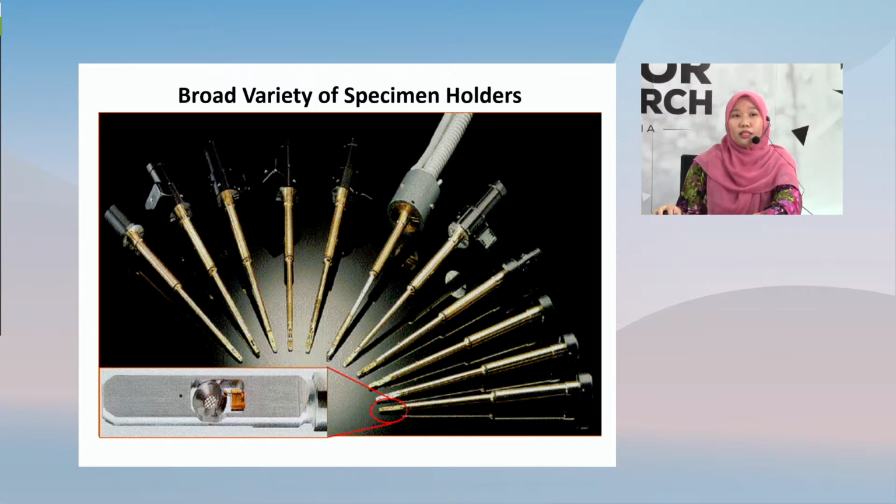Okay, in our EM unit we have a broad variety of specimen holders. The specimen holder is where we put the copper grid that has the embedded sections, and then we put it in the hole here in the specimen holder. But in our unit, we only have two types of specimen holder: a single tip, and another one that is special for 3D tomography.